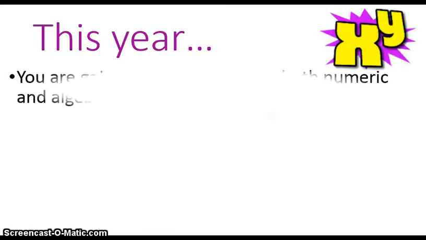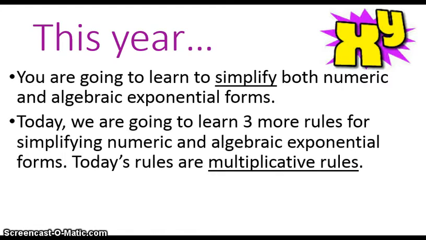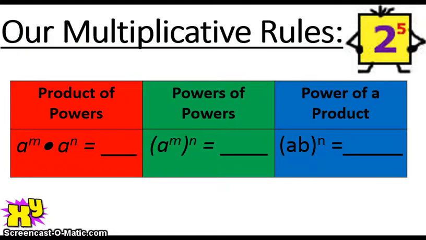As you already know, this year we are learning how to simplify numeric and algebraic exponential forms. Today we are going to learn 3 more rules for simplifying numeric and algebraic exponential forms. Today's rules could be classified as multiplicative rules. Here are the names of the 3 multiplicative rules that we are going to look at. The product of powers, when we multiply 2 powers with the same base. The power of a power, when a base is raised to 2 exponents. And also the power of a product, when a multiplication problem is to a power.